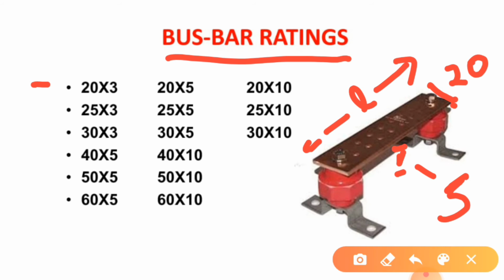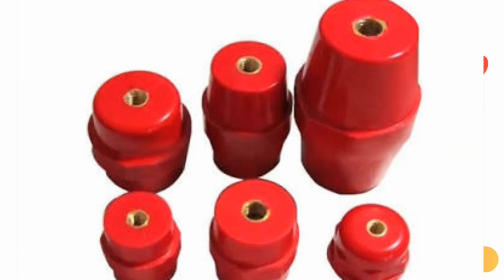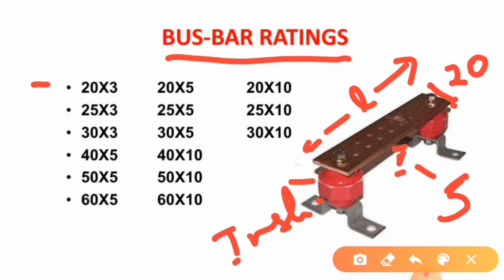not the length. Friends, here is one bonus for you. Do you know what this red cylindrical structure is known as? Insulators. These are insulators which are used to insulate busbars from the body of the control panel. These insulators will not allow current to reach the body of the main panel or any other conducting part. They restrict the current to the busbars only. And friends, in this slide you can see other ratings of busbars which are available in the market.